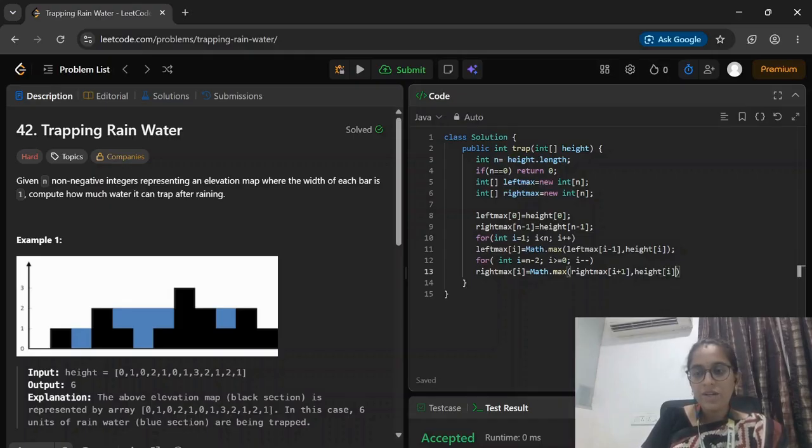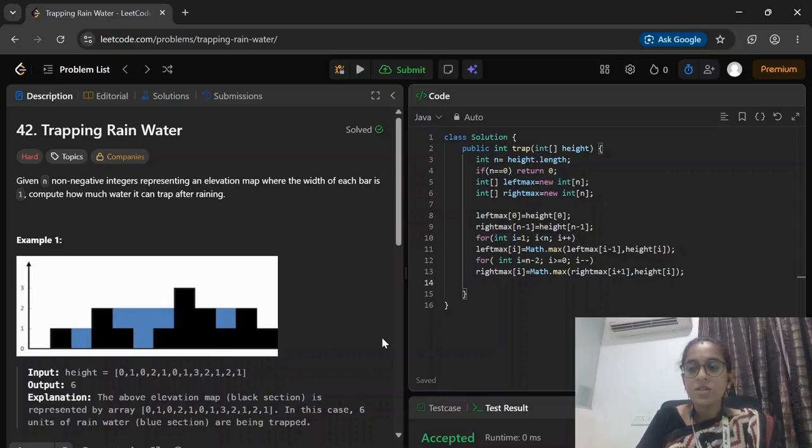So after calculating the left and right max, we are just going to calculate the total number of water units, how much, the 6, we are going to calculate that. From this array we calculated the left maximum and right maximum, and stored them in separate arrays. Here we are going to calculate the units of trapped water.